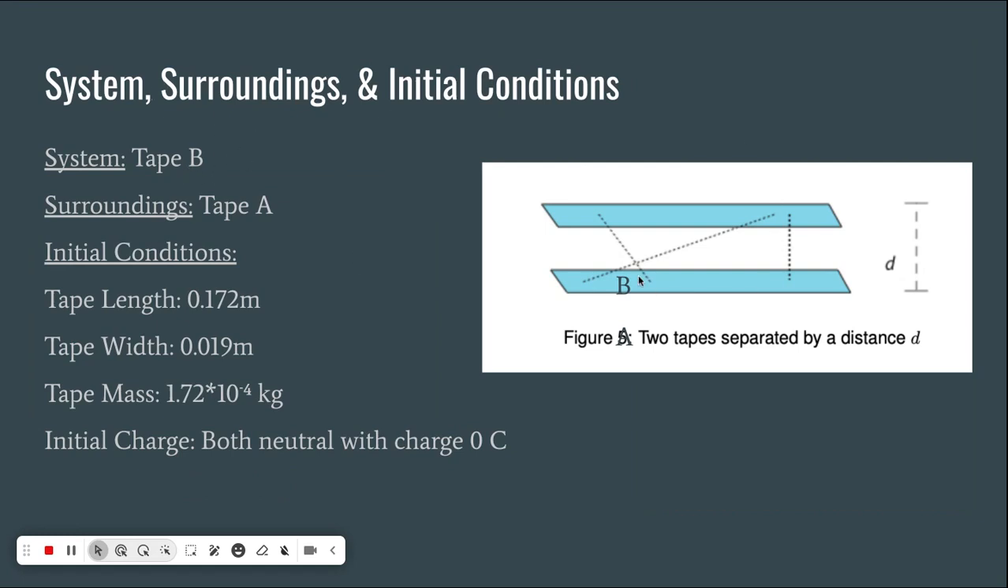Let's go to the system. So the system is tape B, which is supposed to be up here. This is tape B up here, the top tape. This is wrongly labeled. The surroundings are tape A and the floor, but mainly just tape A.